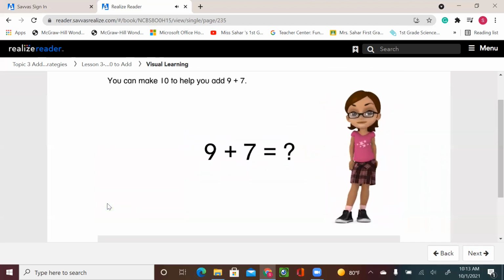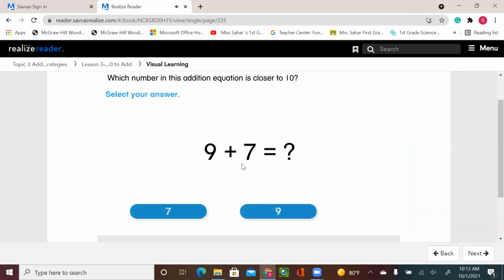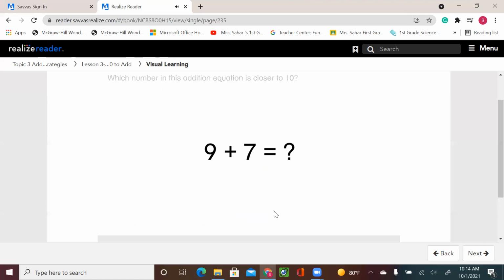You can make 10 to help you add 9 plus 7. Which number in this addition equation is closer to 10? Select your answer. Which number do you think is closer to 10? If I add, it's going to be 10. I can add 1 to the 9, and it's going to be 10. Or I can add 3 to the 7. So which one is closer? Very good. Nine is closer to 10.